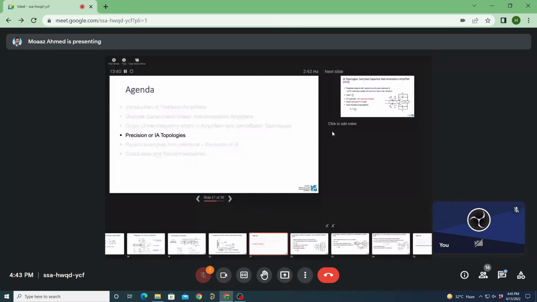Starting with the switched capacitor instrumentation amplifiers. I hope you see slide 22 now. It's still not visible.